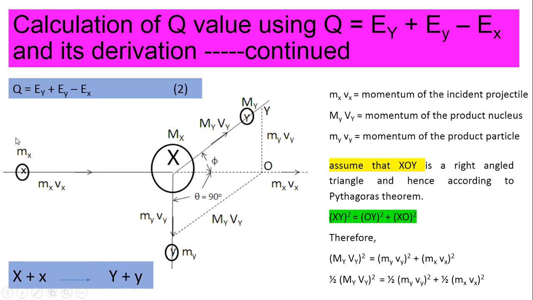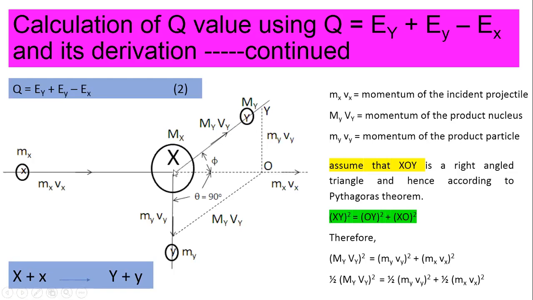It is being bombarded with the projectile with the mass mx moving toward the target with the velocity of vx. So this target is bombarded with the projectile having this mass and velocity, and this is called the momentum of the incident projectile. When the target is hit by the projectile, two products are formed, capital Y and small y. Capital Y is the product nucleus having the mass of capital M capital Y, moving in this direction with the velocity of Vy. So this is the momentum of the product nucleus. Mass into velocity is the momentum.